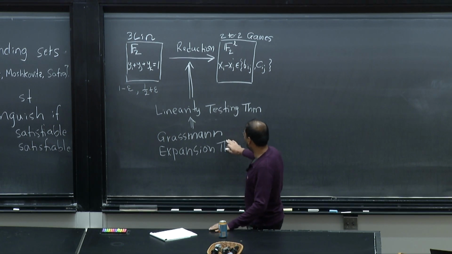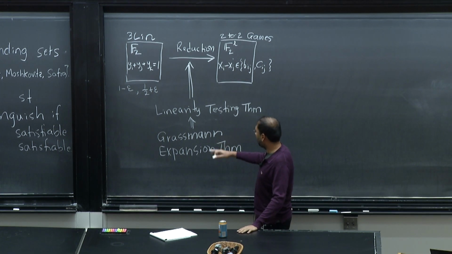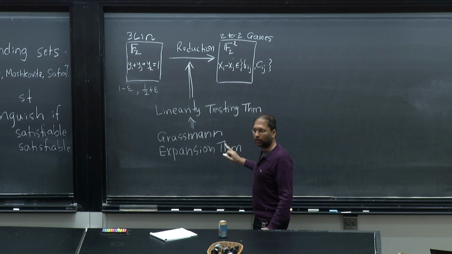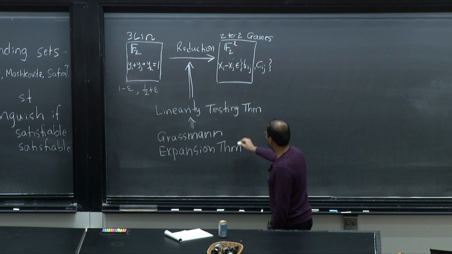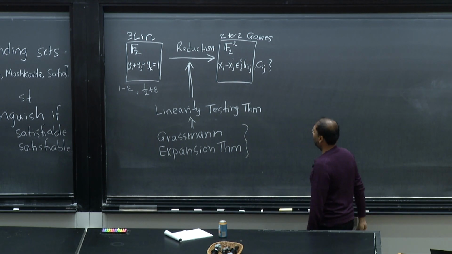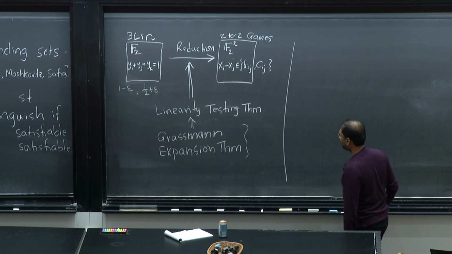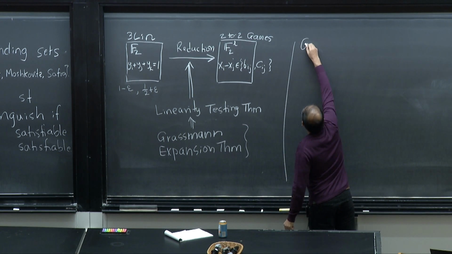And towards the end, I will try to at least give a very, very preliminary sketch of how this theorem is proved. Okay. So that's roughly the plan. We'll start by describing what the Grassmann expansion theorem is. So we'll have to define the Grassmann graph.